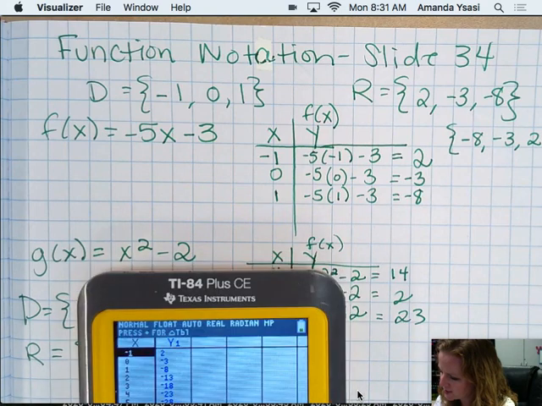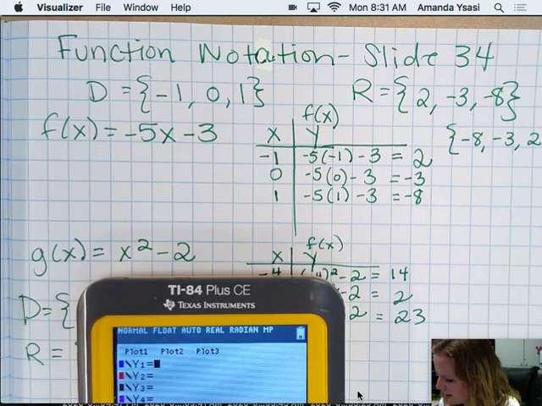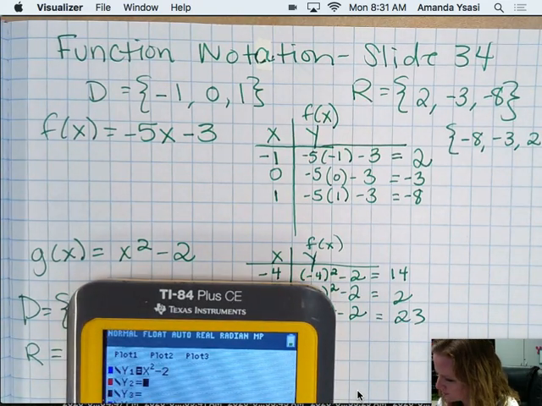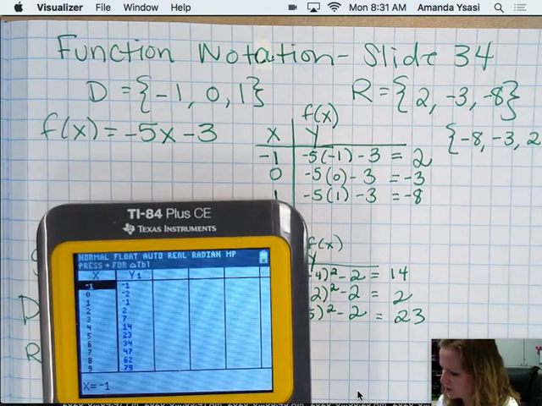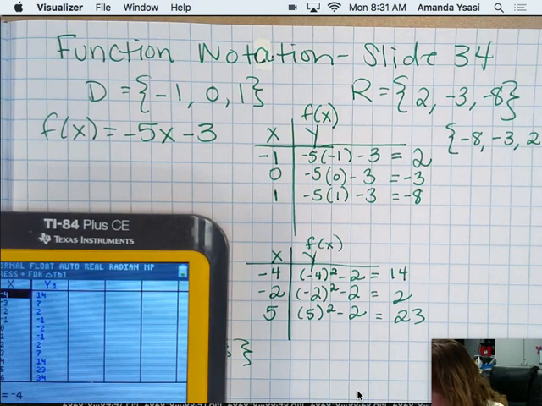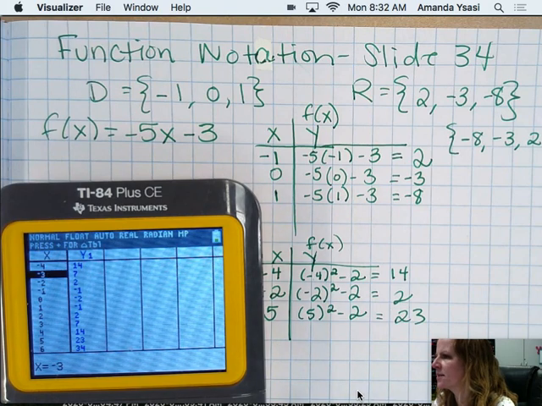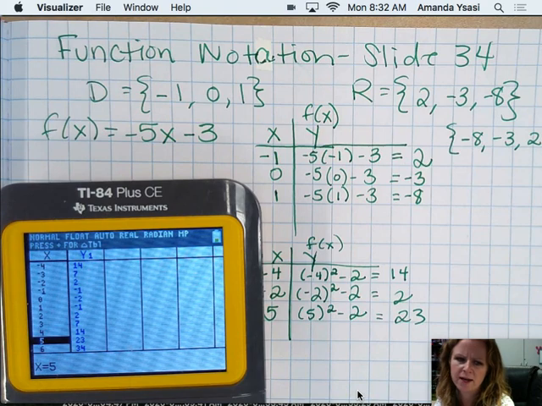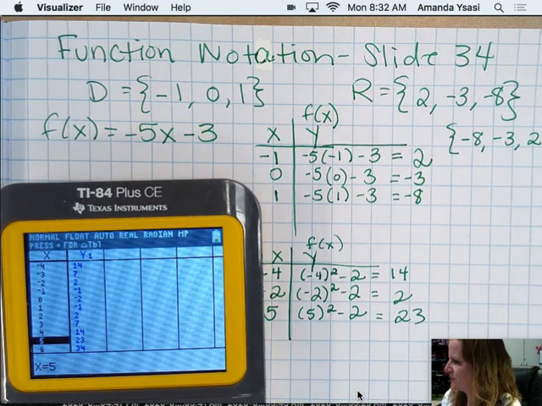So then we could do the same thing for our g of x. So go back to y equals, clear that out, and now plug in x squared minus 2. And do your table again. And we're going to look at when x is -4, y is 14. When x is -2, y is 2. And then go to 5. When x is 5, y is 23.